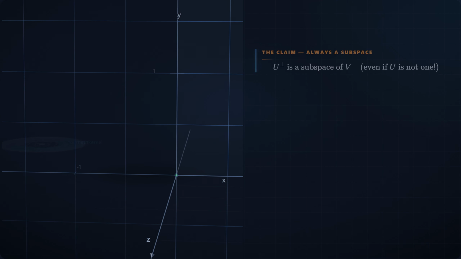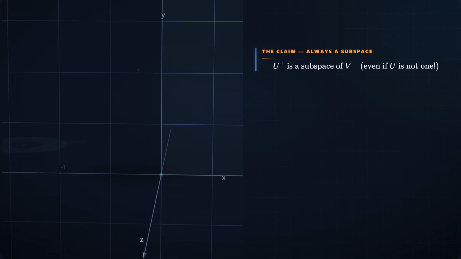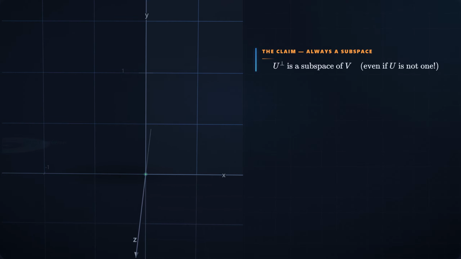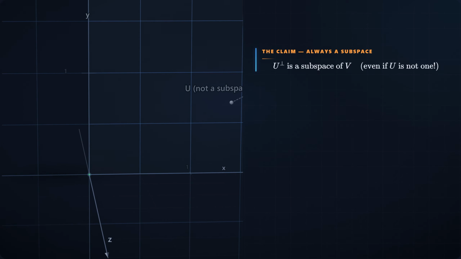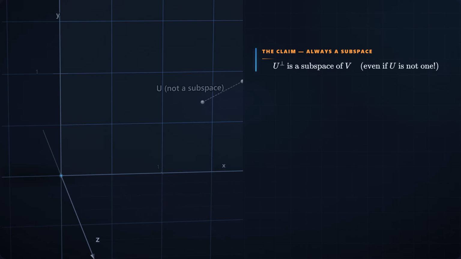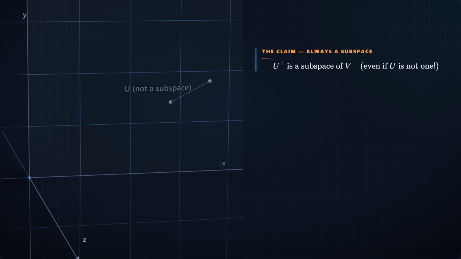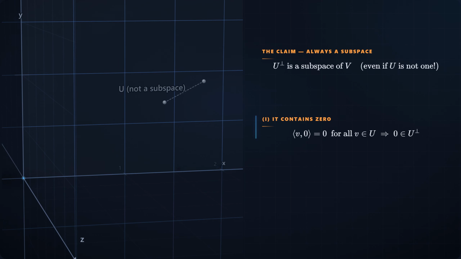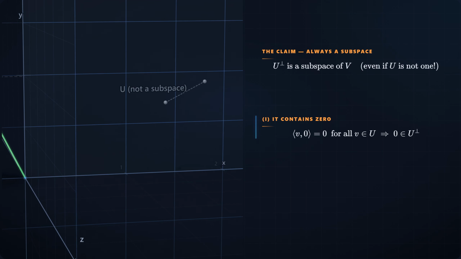Second property. No matter what U is, U perp is guaranteed to be a subspace. It contains 0, and it's closed under addition and scaling. Wait, you said no matter what U is. Are you telling me U itself doesn't have to be a subspace, and the complement still comes out 1? That's exactly what I'm telling you, and it's the surprise worth pausing on. You could be a random scatter of vectors, the gray dots on the board, not a subspace at all. Yet the set of things perpendicular to that scatter is a clean subspace every time. How does that happen if U is such a mess?